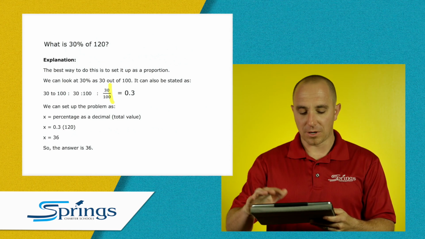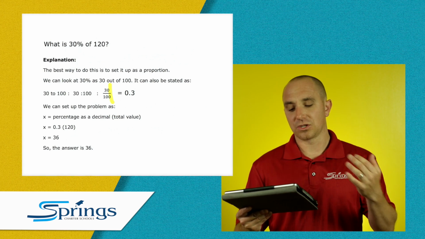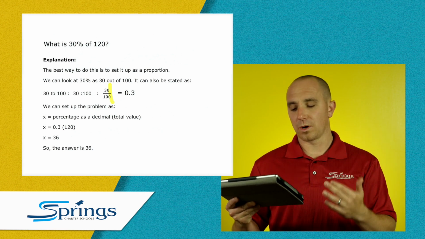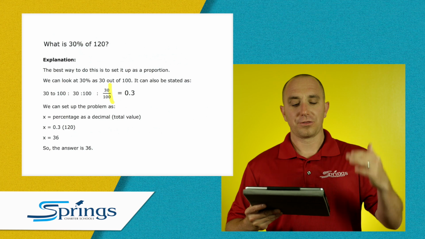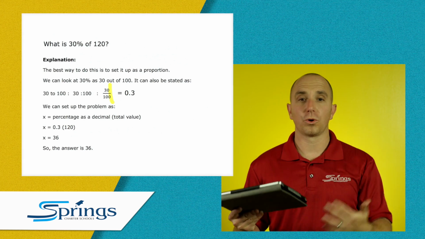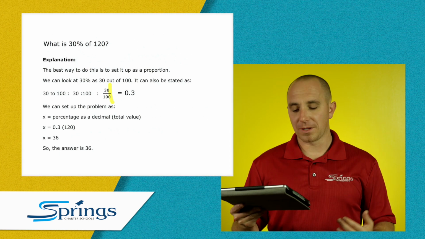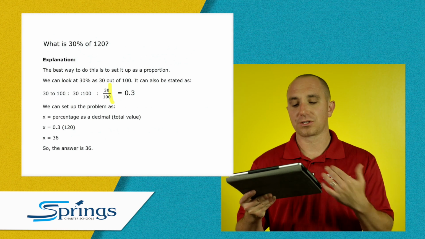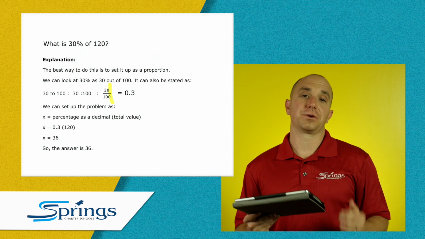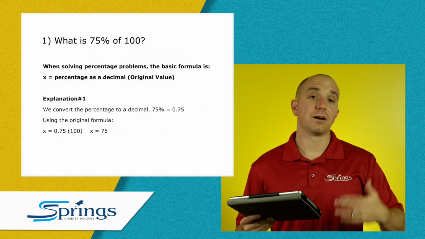Now, we can set up the problem as x equals the percent as a decimal times the total value. So then you have x equals 0.3 times 120. Because remember, when it says 30% of 120, that "of" is telling you to multiply. So it's 0.3 times 120, and if you were to multiply that out, you'd get 36. So the answer is 36. So what is 30% of 120? It would be 36.